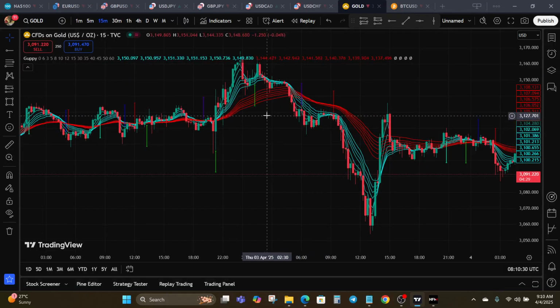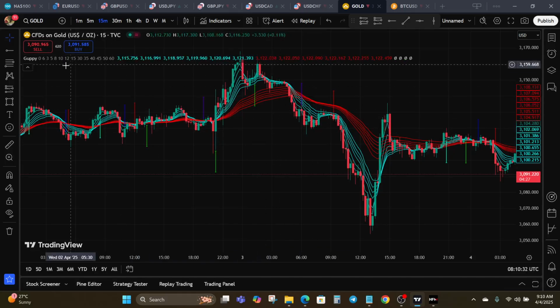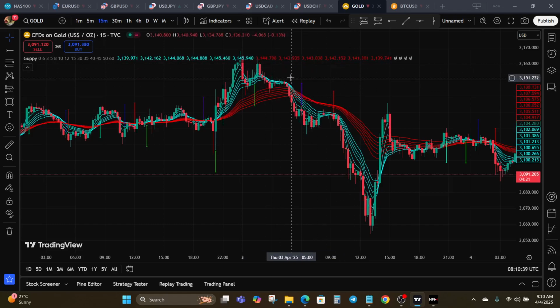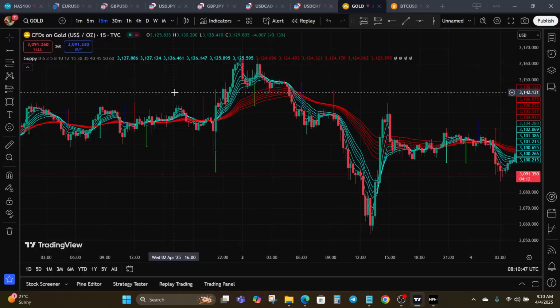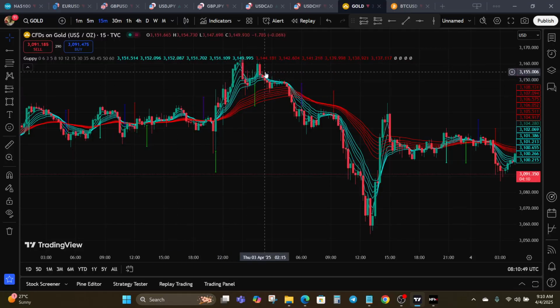The first step is setting it up. Obviously, you add the GMMA on your chart. Most trading platforms like TradingView will allow you to overlay multiple EMAs. If you're using the MetaTrader platform, you can search for this indicator as a custom indicator, download it and add it to your indicators library.